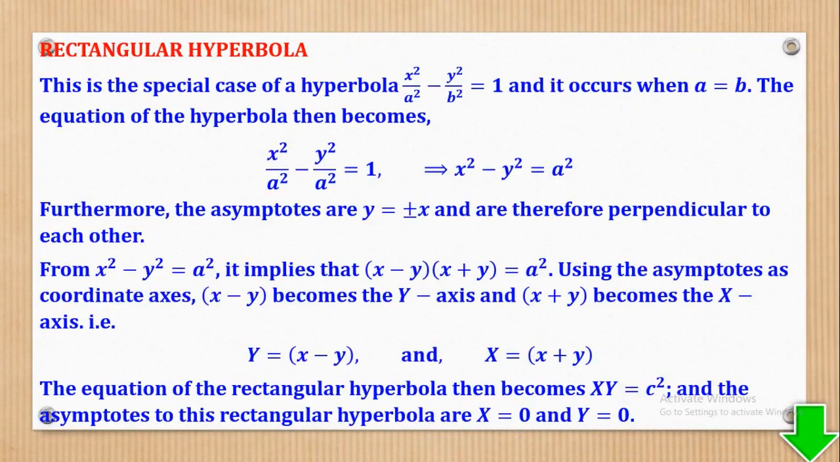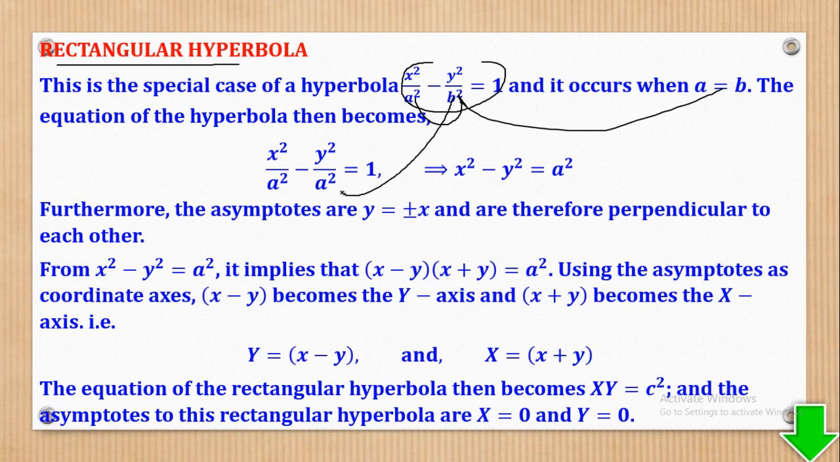So now we shall go to what we call the rectangular hyperbola. This is a special case of the hyperbola, and it occurs when these denominators are the same. So when a is equal to b, we get what we call a rectangular hyperbola. That means that where there is b, we shall put a squared to come up with this, and multiplying that by the LCM, you'll come up with this.